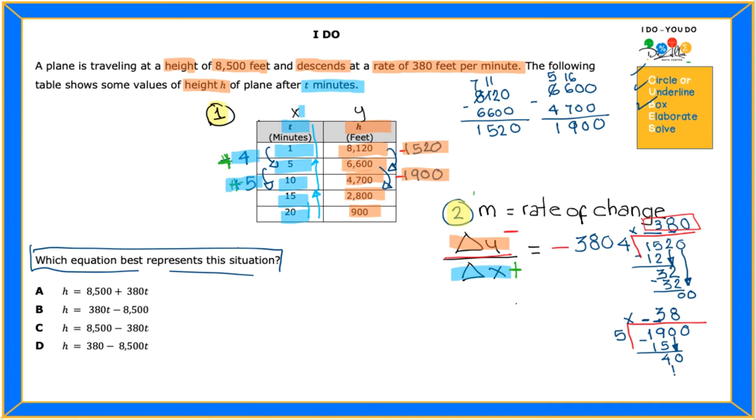8 times 5, that's a 40. 40 minus 40, that's going to be 0. Now bring down the 0. 5 times what? 0. Well, that's a 0. So you see how those 2 times we got the same value? Great. So definitely that means our slope is going to be negative 380. That's the value of the rate of change.